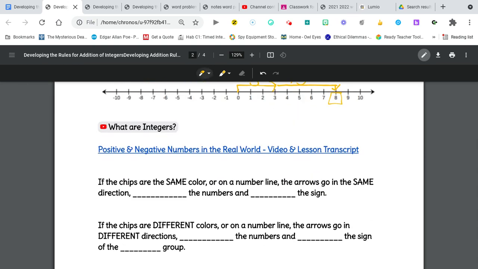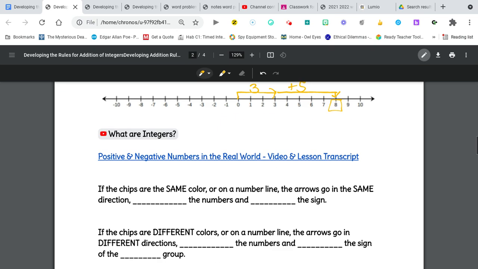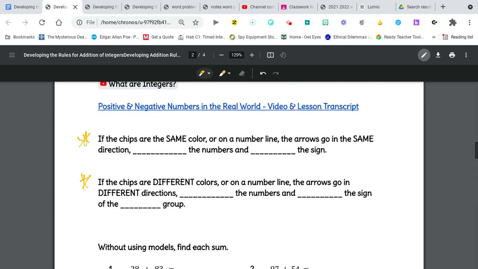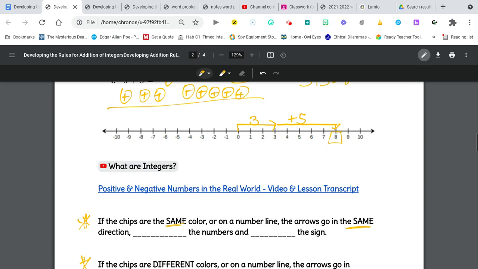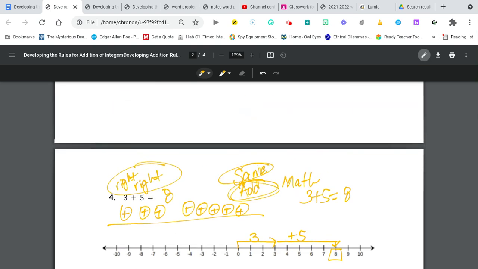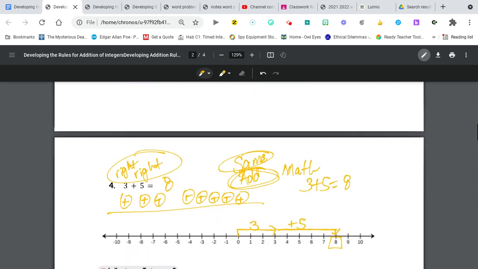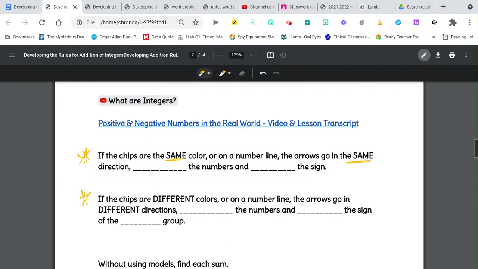So I'm not going to play those videos right now. I'll go back to those. The main thing I want to look at is this part right in here. It says if the chips are the same color or on a number line, the arrows go in the same direction. Keyword same. Blank the numbers. Well, when they were the same, we added the numbers. So if they go in the same direction, we're going to add the numbers.